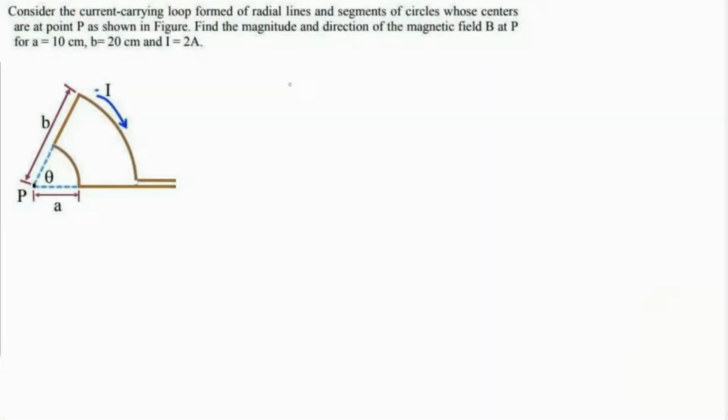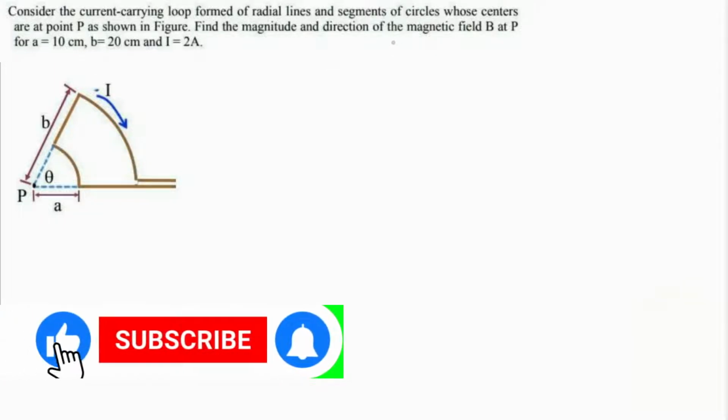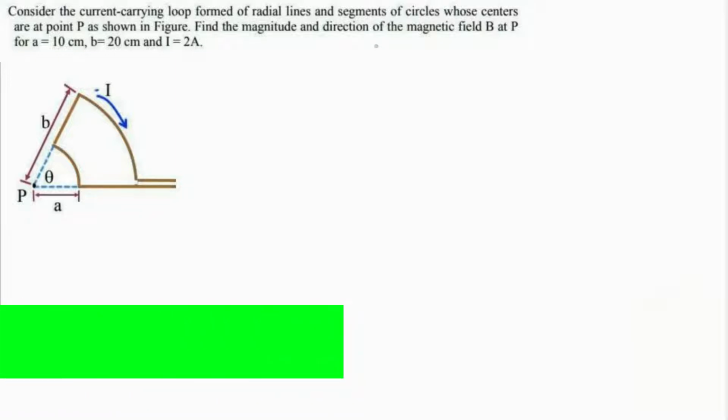In this question, consider the current carrying loop formed of radial lines and segments of circles whose centers are at point P. We have to find the magnitude and direction of the magnetic field at P for A as 10 centimeter and B as 20 centimeter, and the current is 2 ampere. Okay.